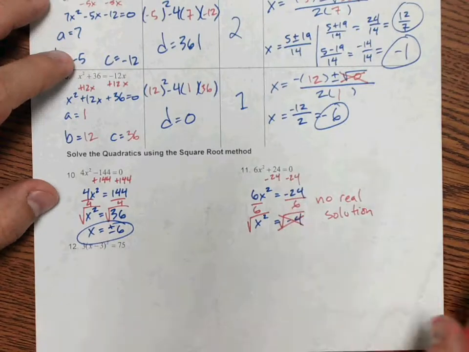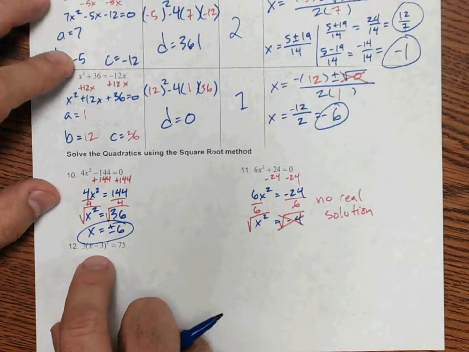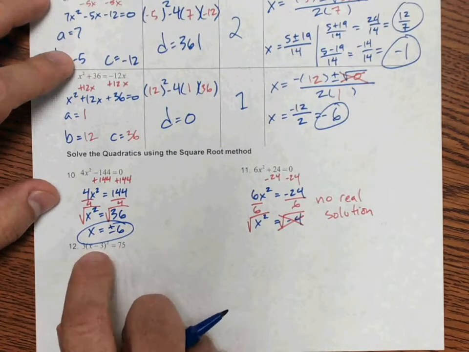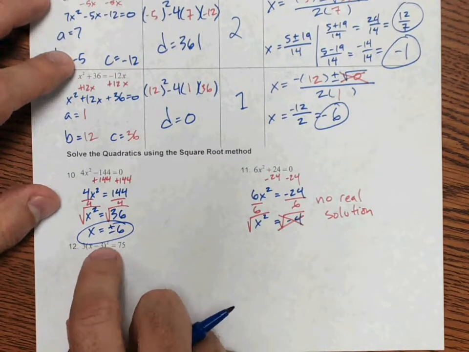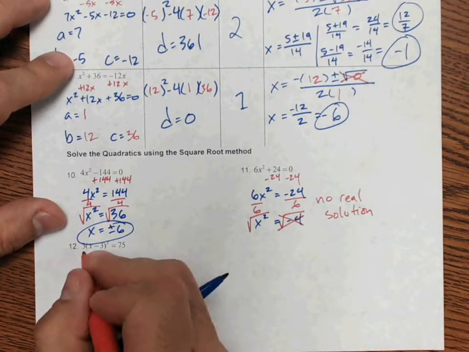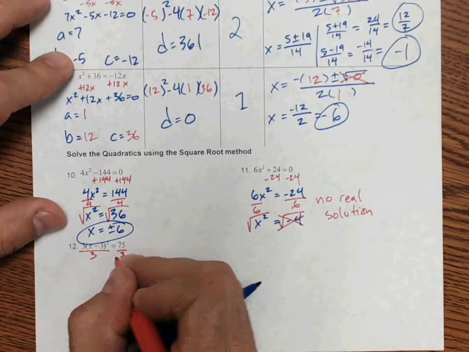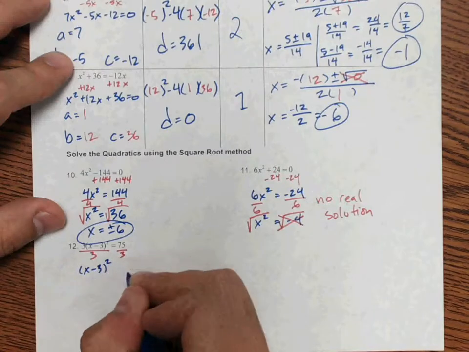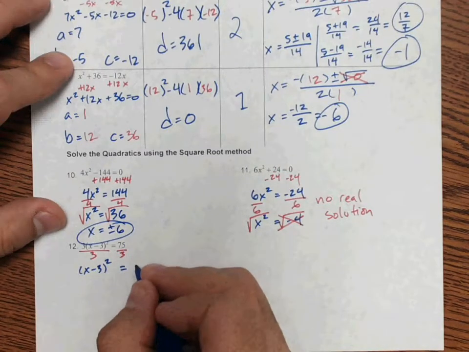On to the last problem. We have 3 times x minus 3 squared, sort of wrote that, sorry, equals 75. We need to get the quantity squared by itself, which means this 3 has to go. So we're going to divide both sides by 3, which will give me just x minus 3 squared equals 75 divided by 3 is 25.